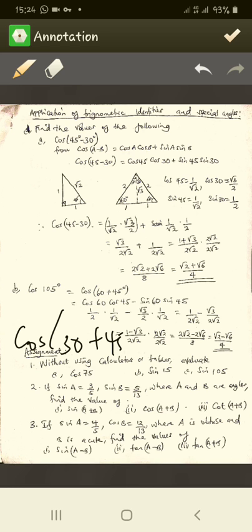Cos 45 plus 30, that is 75. 45 plus 30. Then 15, it is 45 minus 30, like that, don't forget.